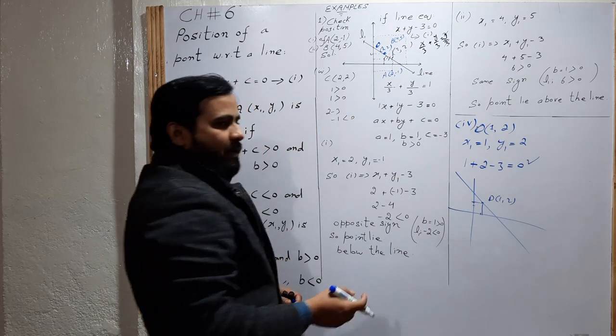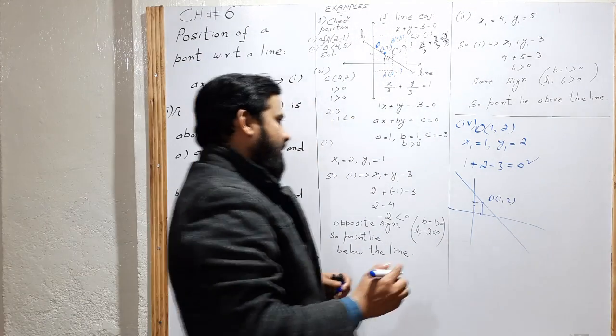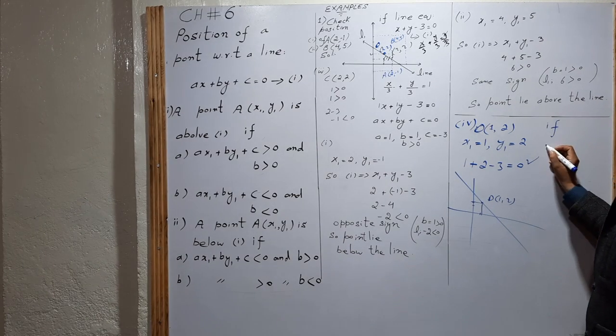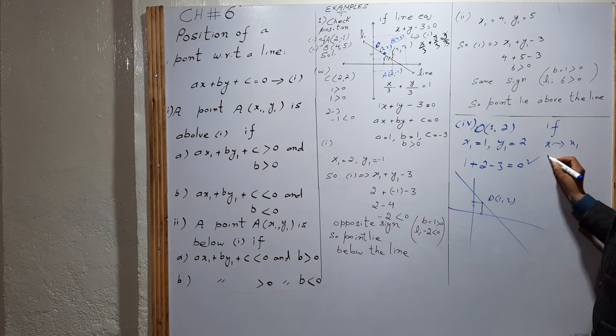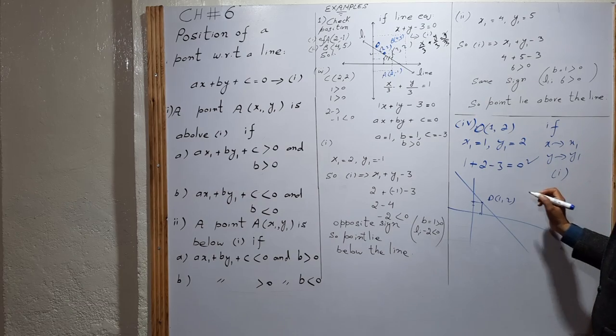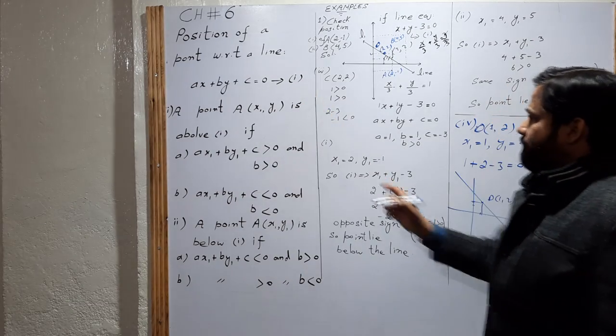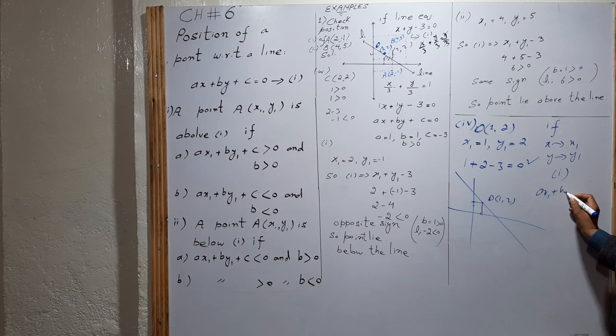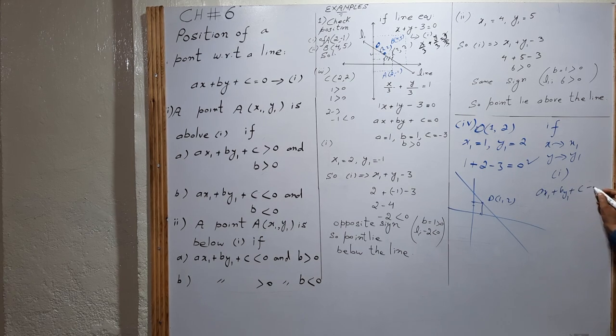In this case the point lies on the line, because if we replace x by x1 and y by y1 in equation 1, a x1 plus b y1 plus c, if it gives us 0, it means that the point lies on the line.